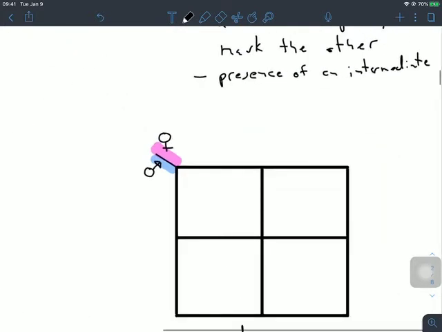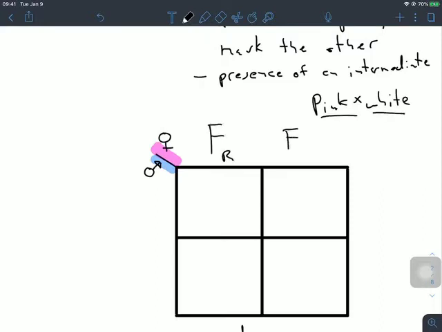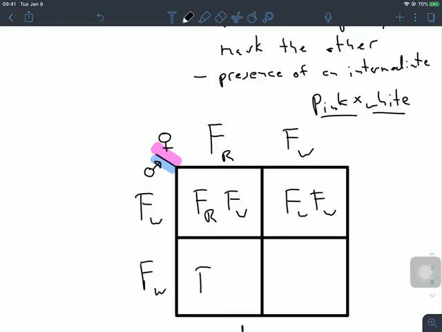So let's do a quick Punnett square for this. Let's go ahead and say that we have a pink flower cross a white flower. Well, any pink flower you know will have to be heterozygous, and any white flower you know will have to be homozygous white. This means that the progeny that they can create are a pink flower, a white flower, a pink flower, and a white flower.